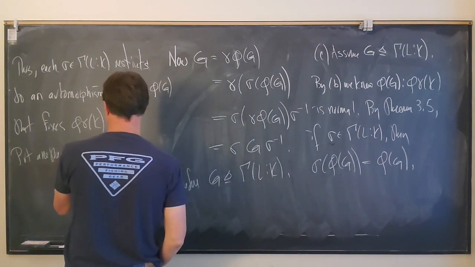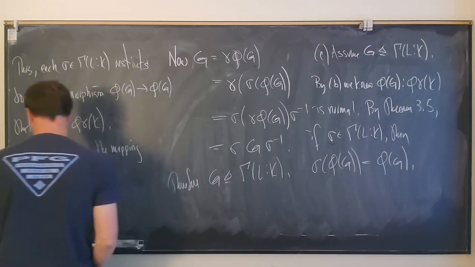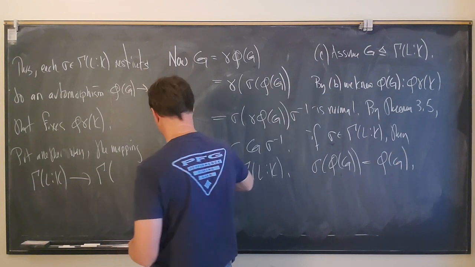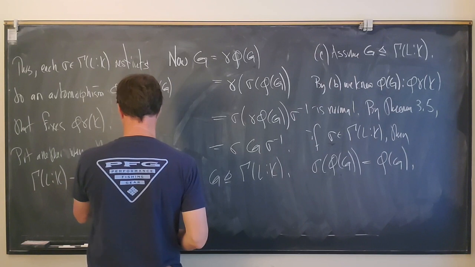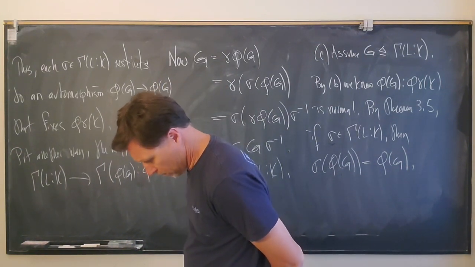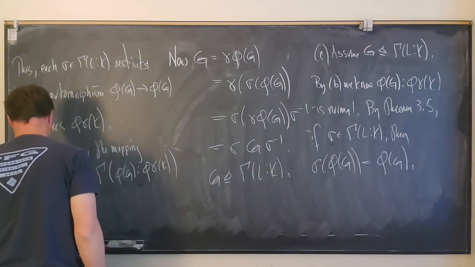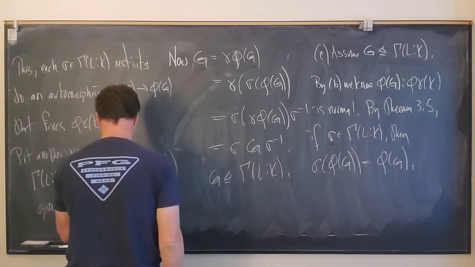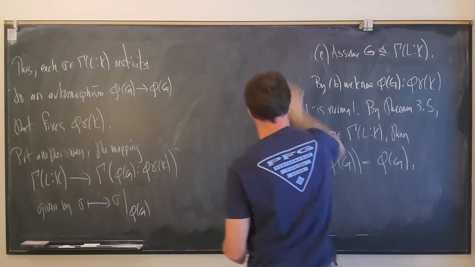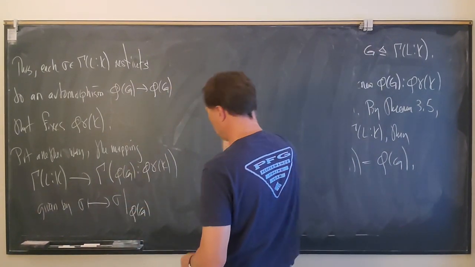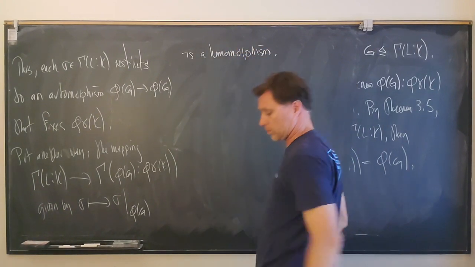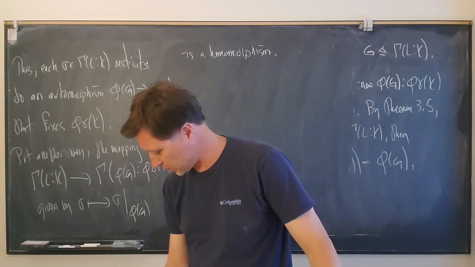The mapping from gamma L over K to gamma of phi of G over phi gamma K is given by restriction, right? So given by sigma goes to sigma restricted to phi of G, this is a homomorphism. So the restriction map gives us a homomorphism. Right, and what I want to do is apply the first isomorphism theorem to finish the job.